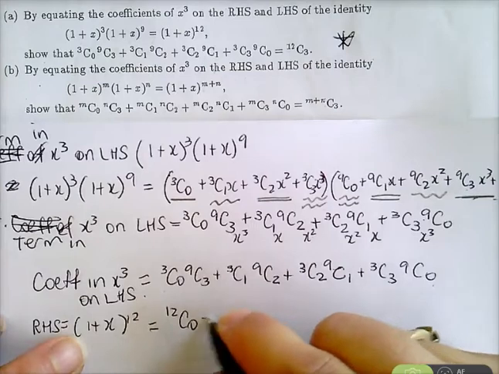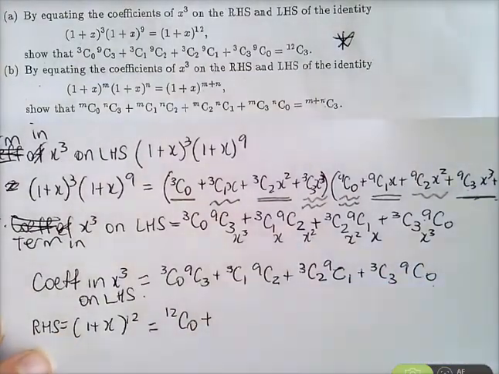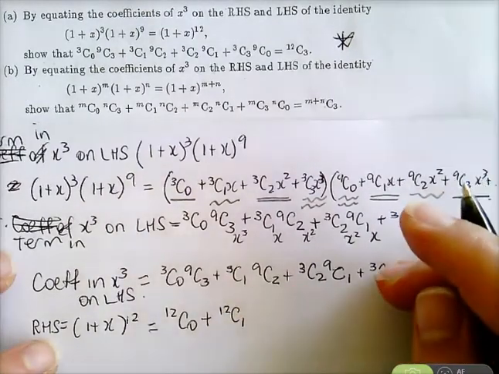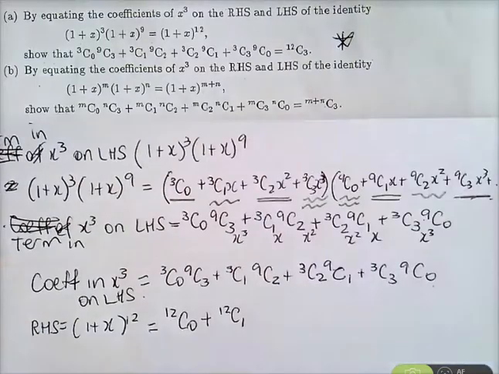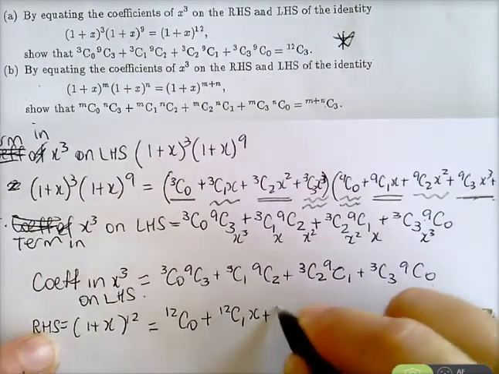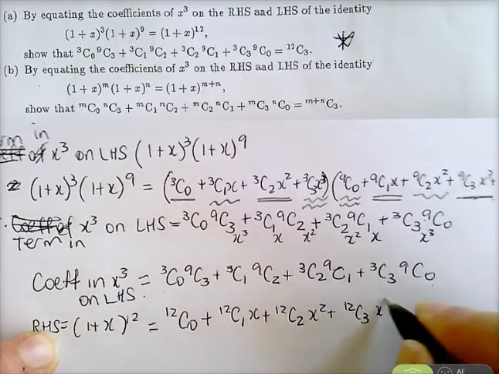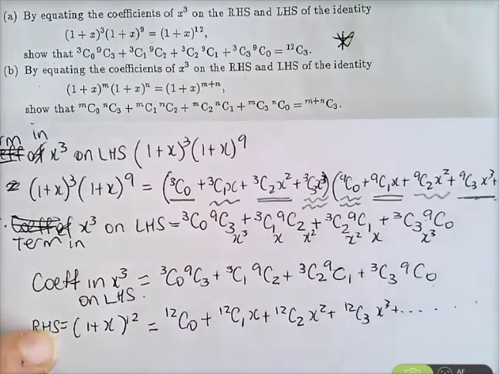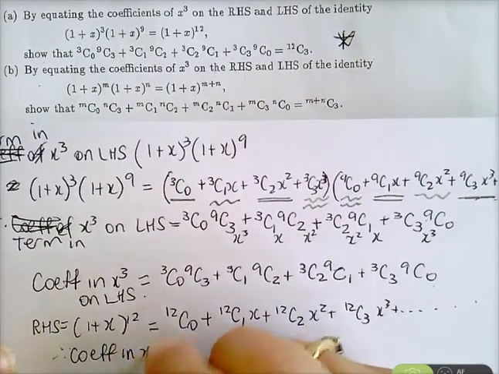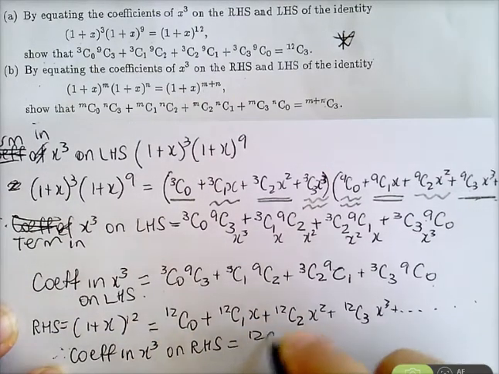Just expand it. 12c0 plus 12c1 x plus 12c2 x squared plus 12c3 x cubed plus, dot, dot, dot. I'm only writing 4 terms, because you need to show which term is in x cubed. Therefore, the coefficient in x cubed on the right-hand side is 12c3.